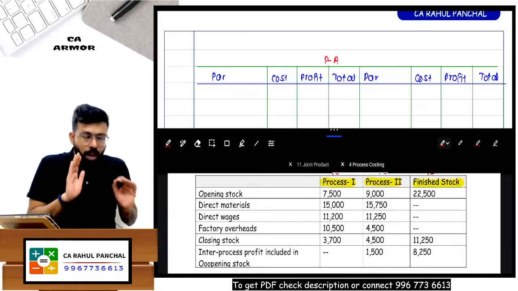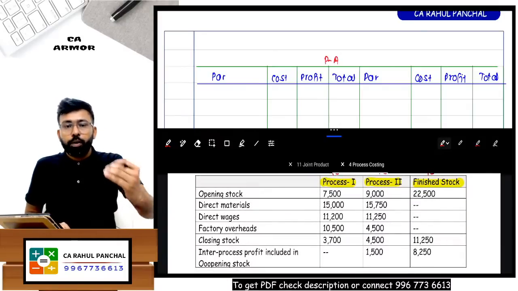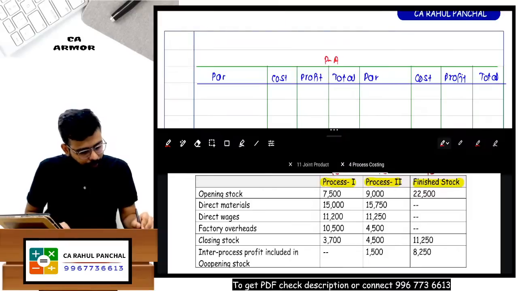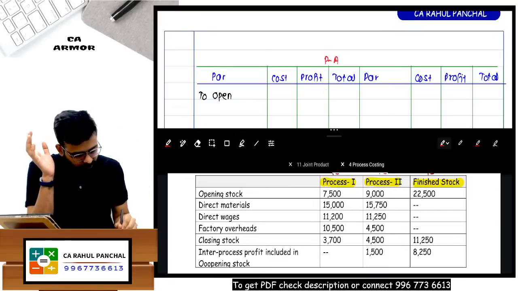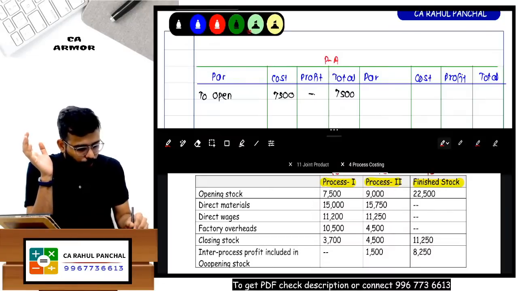Whatever is your opening stock, sir, where do you record opening stock? Opening stock is recorded on the debit side. So you will say to opening stock. Just write 2 opening as of now, just for understanding. Opening stock is 7,500. Always write in the total column. Does it have any profit? No.